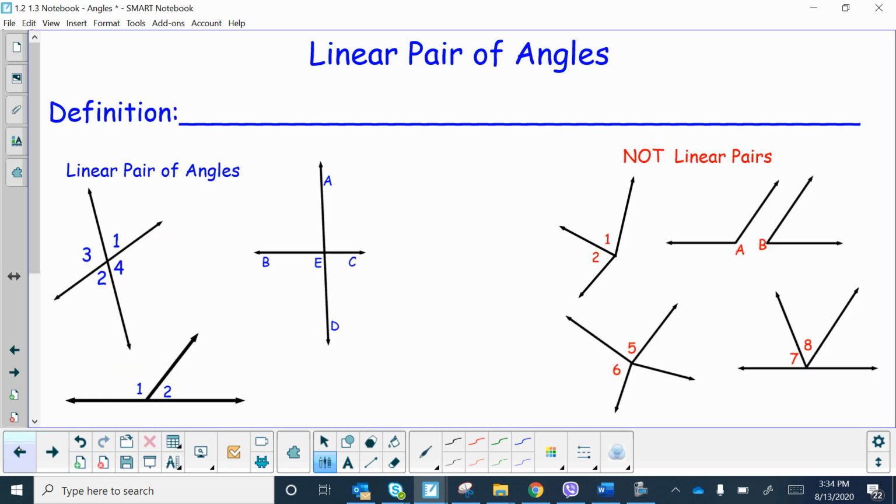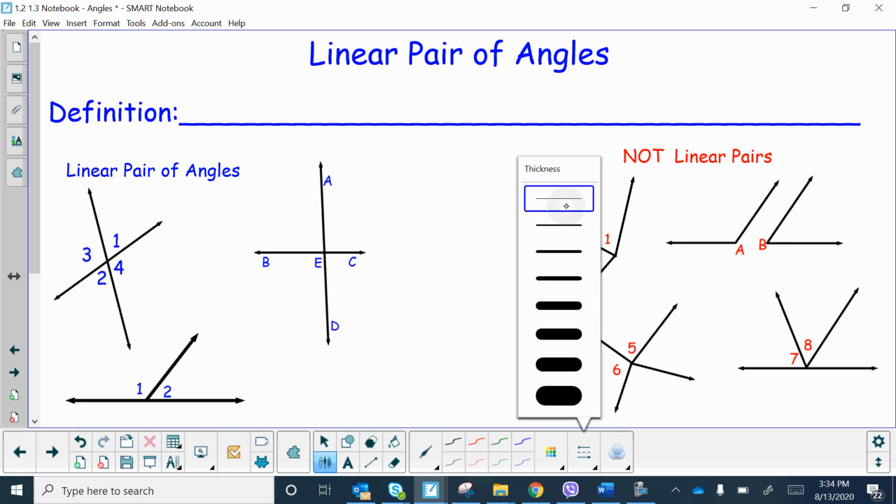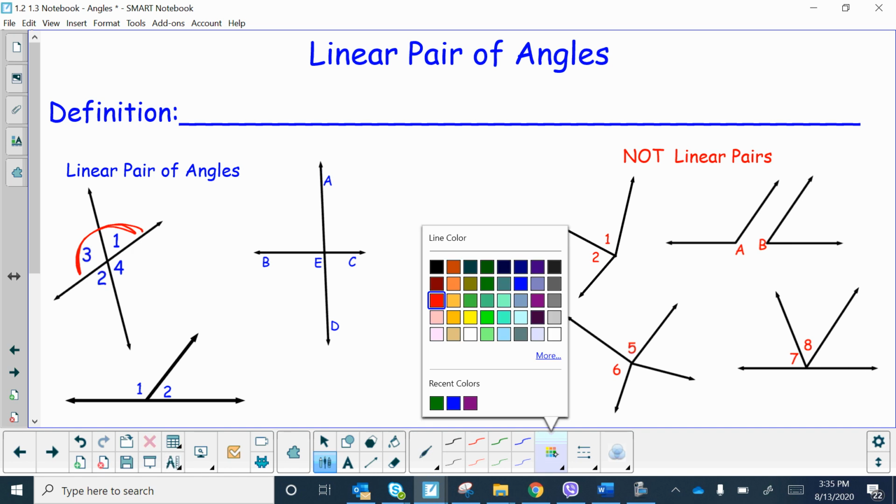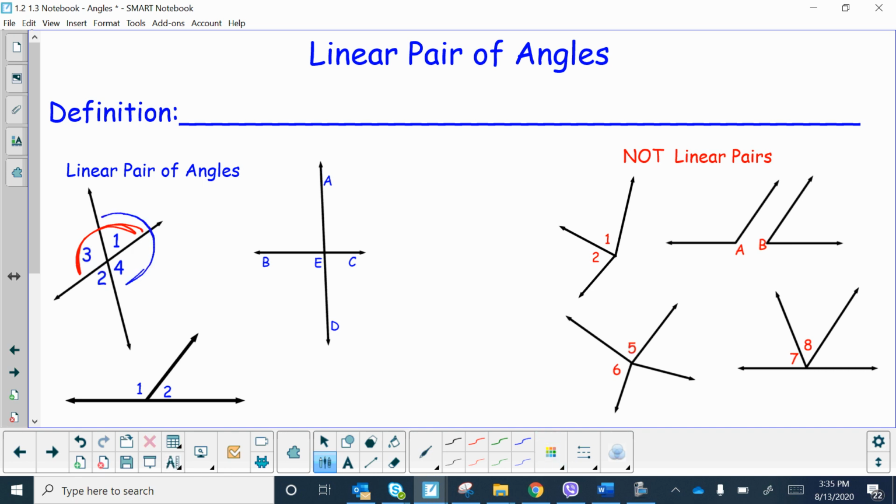Okay, one more definition. Actually, two more. Linear pair of angles. Linear pair. This one's a little different. So let me get a colored pen. I'm going to just kind of color code. I'm not going to name them, but angle 3 and angle 1, those two that I just colored in red are a linear pair. Angle 1 and angle 4 is another linear pair. Angle 2 and angle 4 is another linear pair. And lastly, 2 and 3, that is another linear pair. Down here, 1 and 2, that's a linear pair.